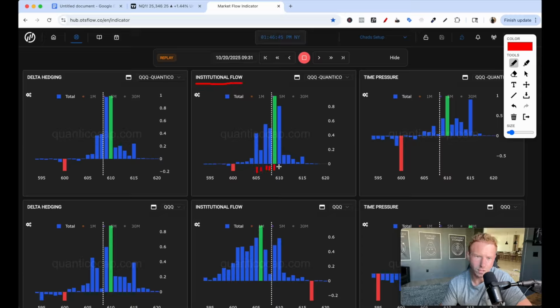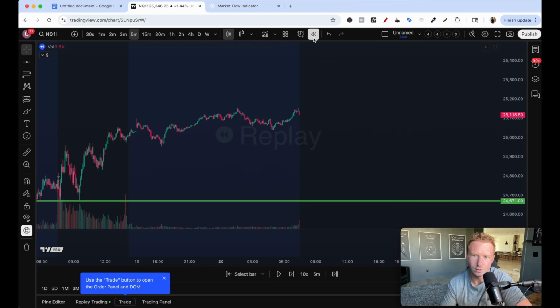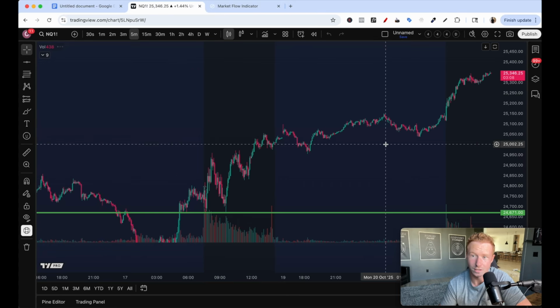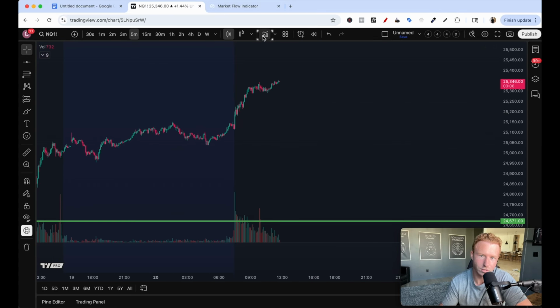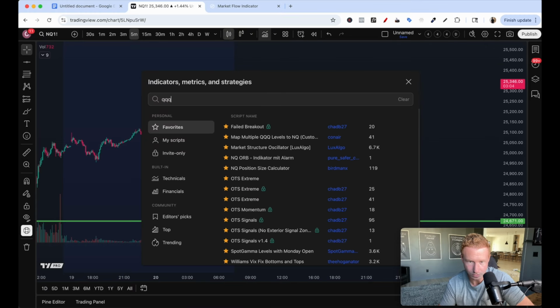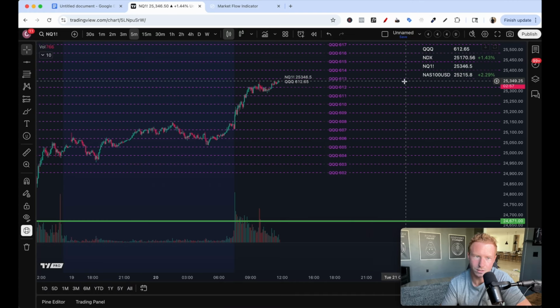Now, if you're wondering, well, Chad, these are QQ prices, not NQ. So you could just download a price converter. It's a free indicator, so I guess I do use an indicator. This is one of them, but it's called QQQ. It's this one right here by PT Gambler, QQ Index NQ Price Converter. Just put that on your chart, and it's going to show you the levels.